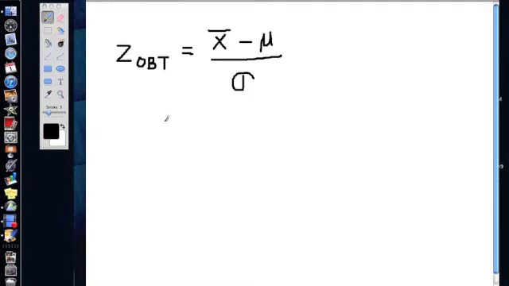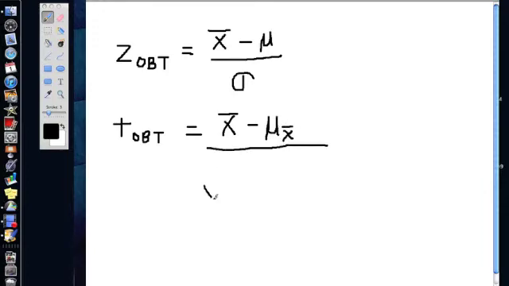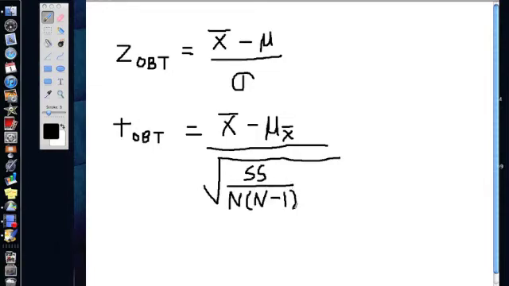So to compare that to a t-test, I'll write out the t-test. Here's t obtained is equal to x bar minus mu sub x bar all over the square root of sum of squares over n times n minus 1. So you'll see that there are several things that are the same about these two tests. The x bar is the same. Mu sub x bar you don't really have to worry about, just know that it's going to be the same thing. It's actually called the mean of the means, and it's mathematical stuff. So the only thing that's different is the denominator.